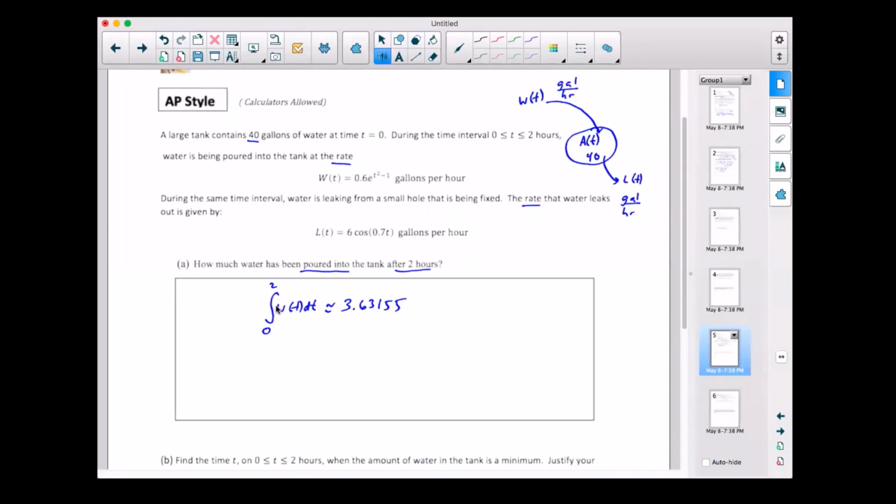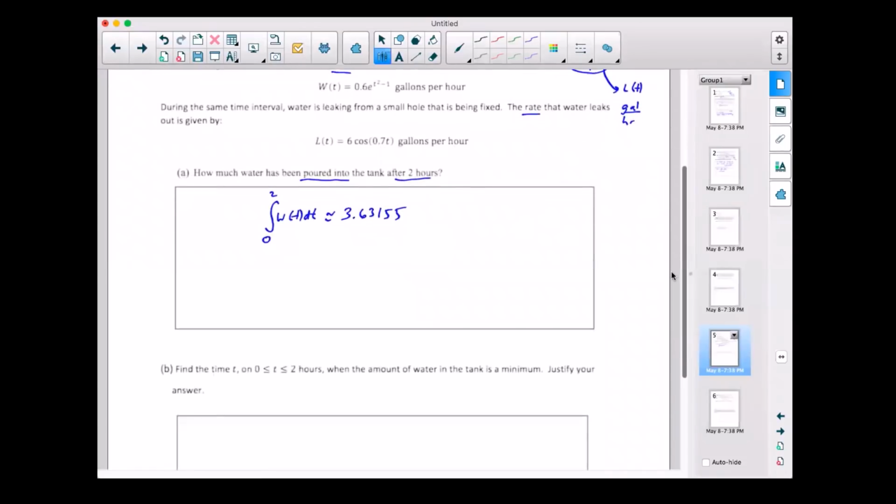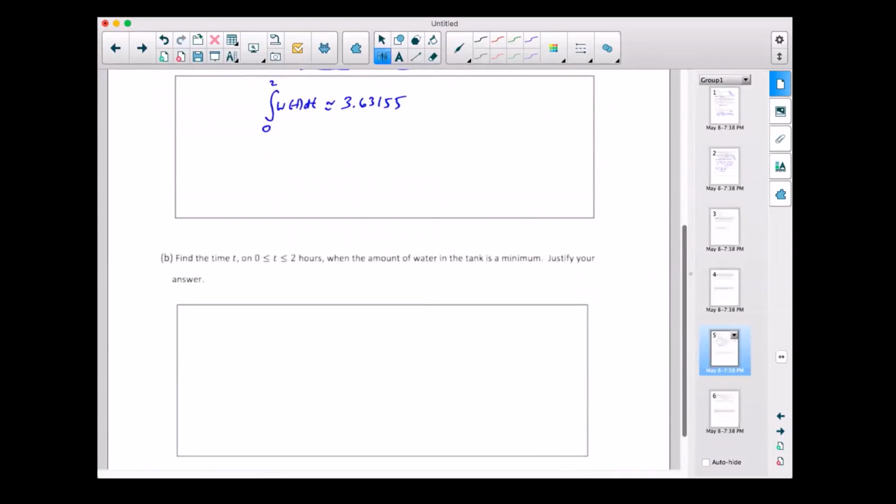Just like with the last problem, essentially, this is going to be worth 2 points. 1 point for the setup for showing that we're integrating from 0 to 2 of W, and then 1 point for the answer. So that would be worth 2 points. So let's now look at part B.